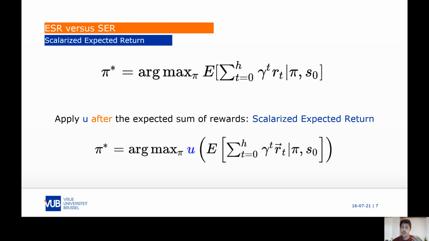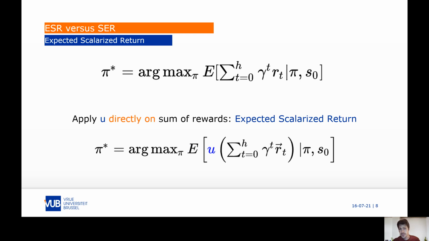So you have two possibilities here. Either you apply the utility on the expectation of the rewards. So you apply the utility after the expectation. We call this setting scalarized expected return, SER, since the scalarization happens after the expectation. And in this setting, well, you learn a different optimal policy than if you apply the utility function directly on the sum of rewards.